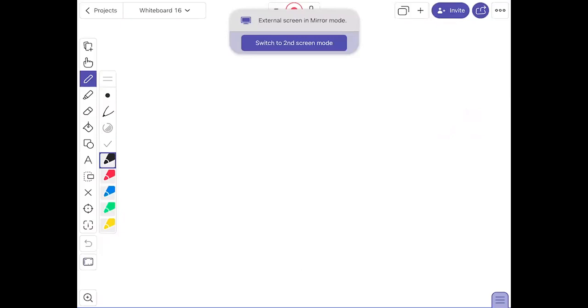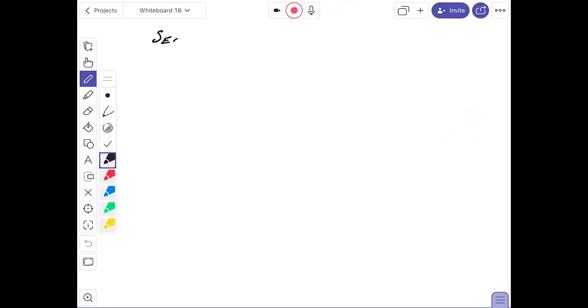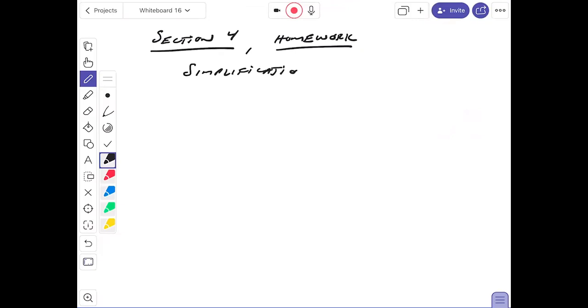So what are we doing? We're in section 4 of the course notes, and we're doing the homework. Now the homework is divided into parts, so I'm going to do one part at a time. The first part I'm going to do is the simplifications. Okay, number 1. It says factor the expression.